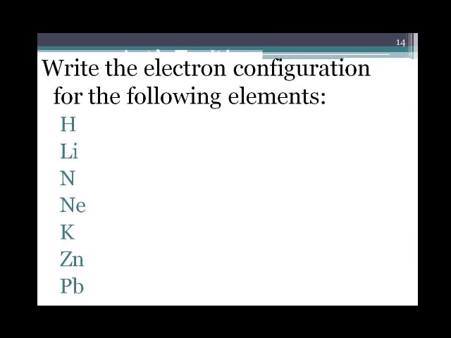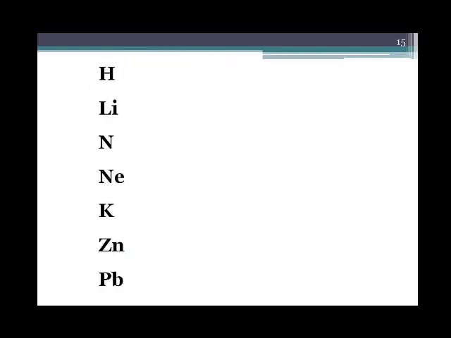Let's write the electron configuration for the following elements. Hydrogen has one electron. So following the diagonal rule, the first thing that we fill in is the 1s. So 1s1. We've placed the one electron, therefore we're done.